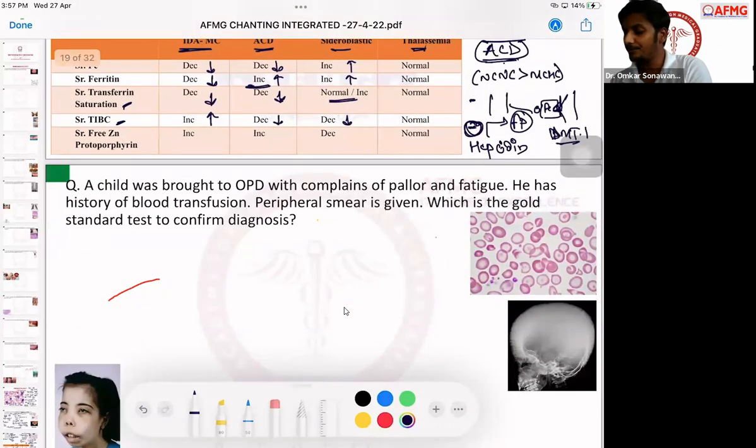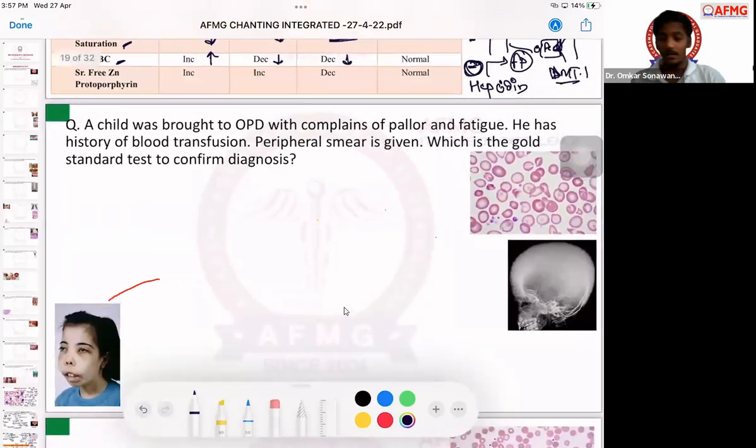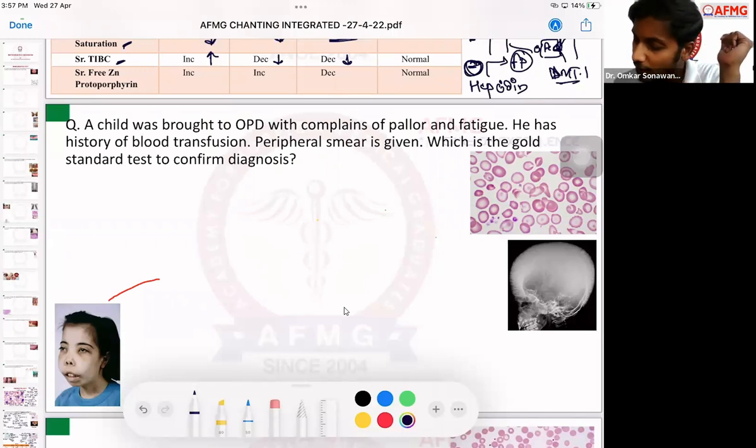Now talking about the last type of microcytic hypochromic anemia, or the first type of hemolytic anemia in a patient. So here they are saying a child was brought to the OPD with complaints of pallor and fatigue, classical symptoms of anemia. He has a history of blood transfusion.